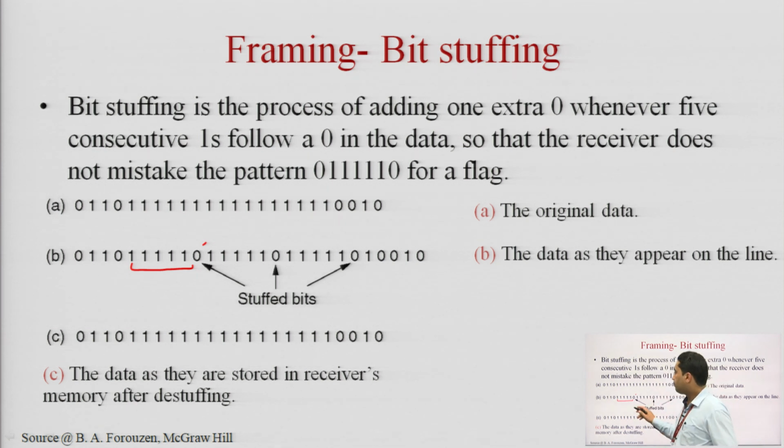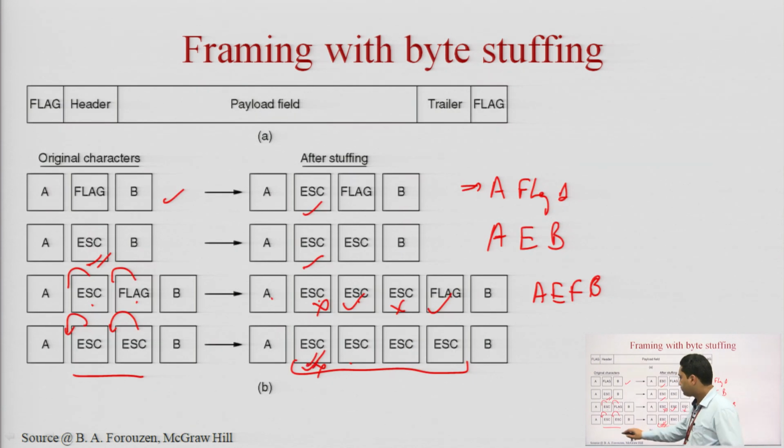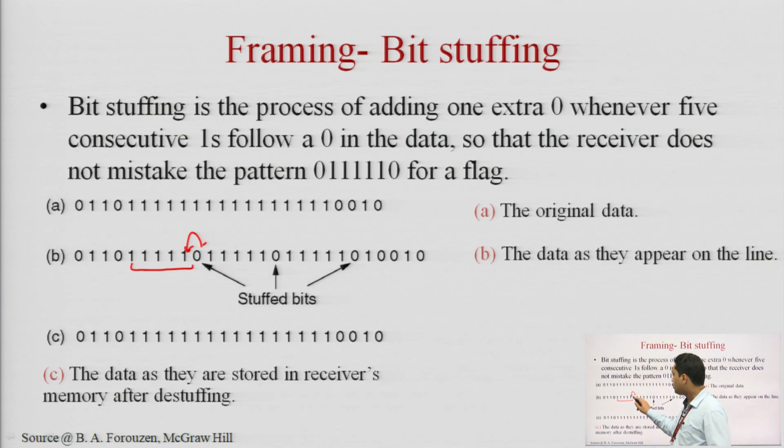Again, if my original data carries five ones and then a 0, I will add a 0 before it, like the previous escape. Here we are adding this escape. Similarly, we are adding 0 here. So once the data is in readable format at the receiver end, it will ignore the first 0 and consider the next 0. So this is the example of bit stuffing.